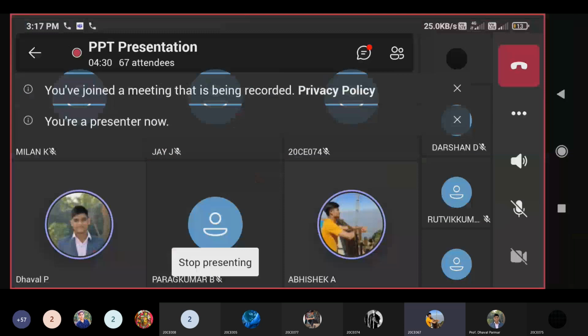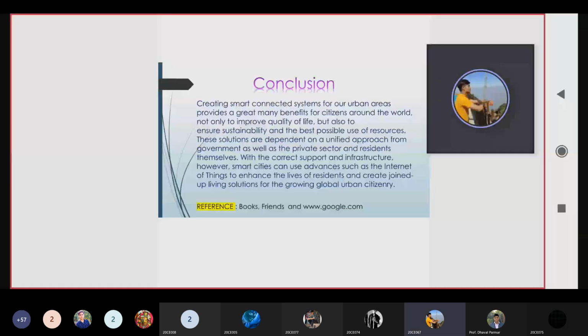Not visible, Ashok. Continue. Okay. Screen share there.